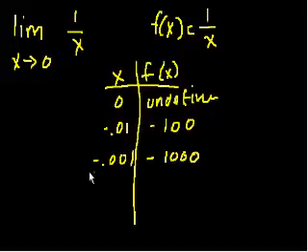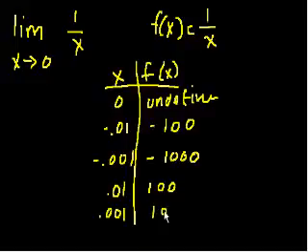Similarly, when you go from the other direction, when x is 0.01, there you get positive 100. When x is 0.001, you get positive 1,000. So as you see, as you approach 0 from the negative direction, you get larger and larger negative values, or I guess smaller and smaller negative values. And as you go from the positive direction, you get larger and larger values.